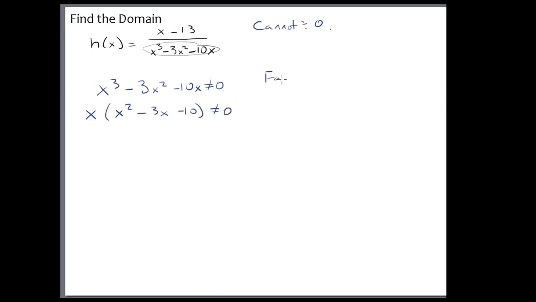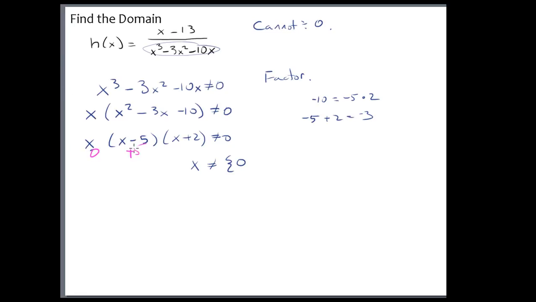And notice that I'm just factoring here. So this is x times, let's see here, negative 10 is equal to negative 5 times 2, and negative 5 plus 2 is negative 3. So we're going to break this apart into x minus 5 times x plus 2 cannot be 0. So that means that x cannot be any of these numbers in the set: 0, not negative 5, but a positive 5, or a negative 2. It can't be any of those values. So 0, positive 5, negative 2.